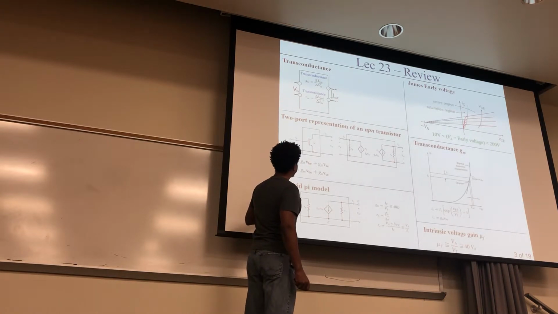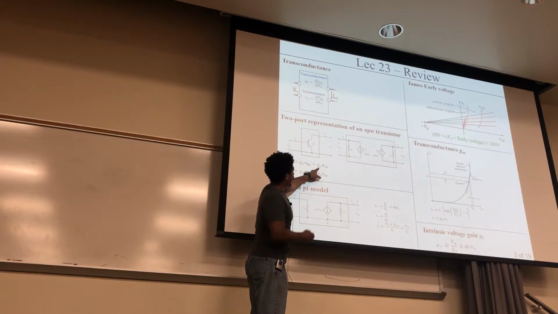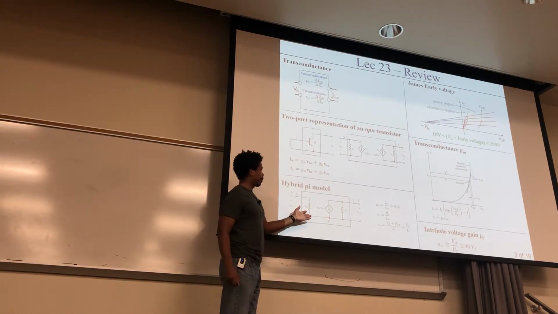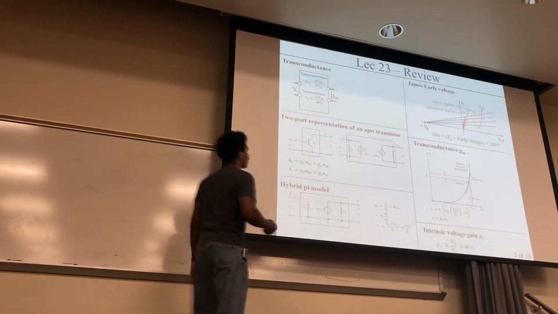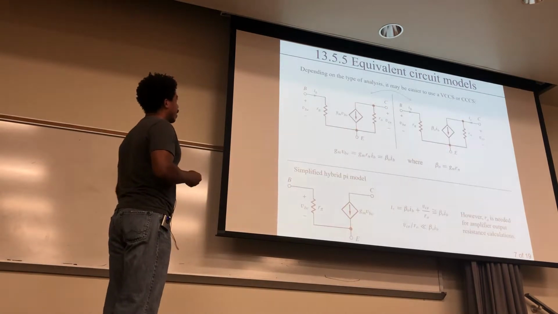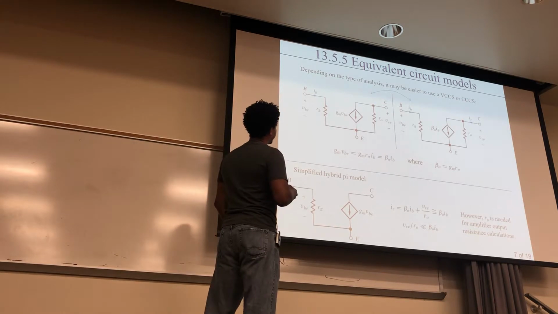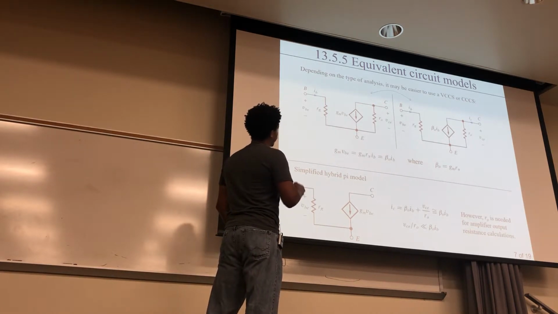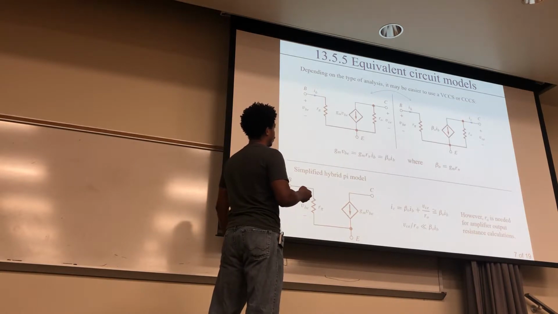Now, the thing is that this term right here, the G mu, was found to be very small. So we were able to get rid of this component right there, and then it became the hybrid pi model. Okay, so that's where that came from. This component is missing. So if we have this right here, that's where this came from, and so we could model it with the voltage source or voltage-controlled current source.